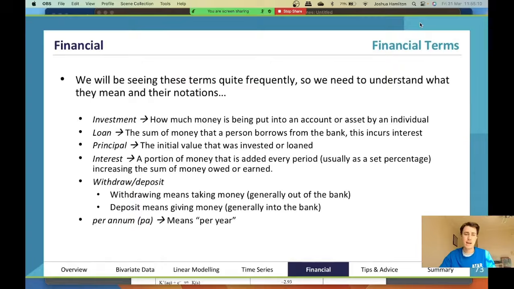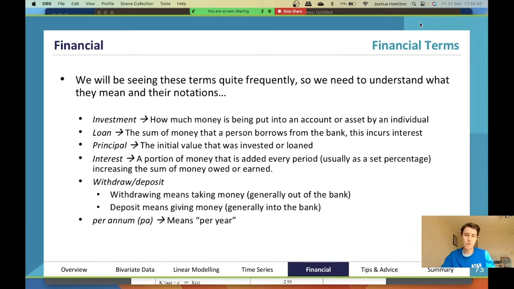The interest is a portion of money that is added every period, usually as a set percentage, increasing the sum of money owed or earned. So interest is essentially just money added on top. If you give the bank money, they're going to give you interest because they're borrowing your money. If you take money from the bank, they're giving you a loan. You are going to pay interest on top of that when you pay it back, because that is their way of making it profitable: you need to pay them a little bit more back. Essentially how a mortgage works.